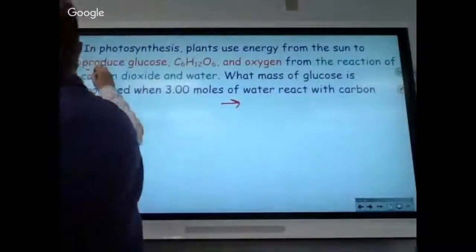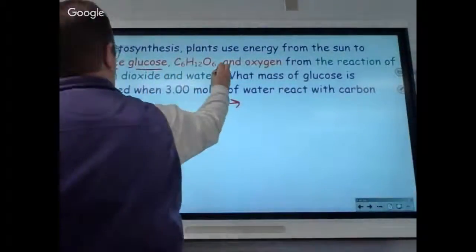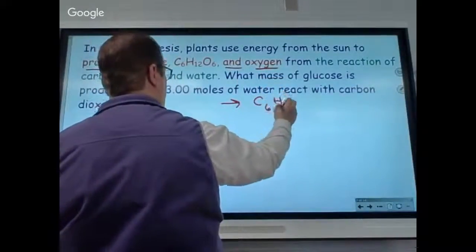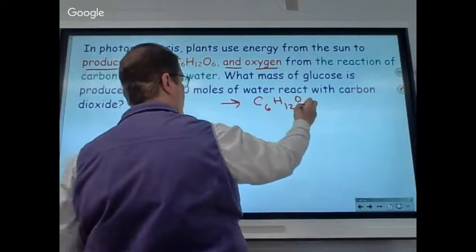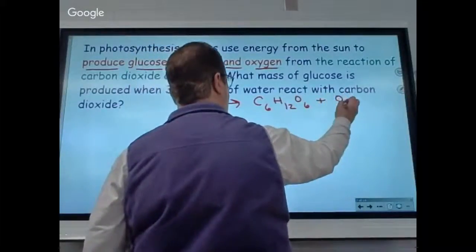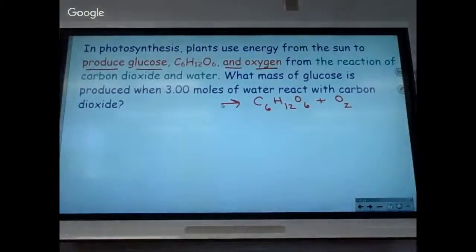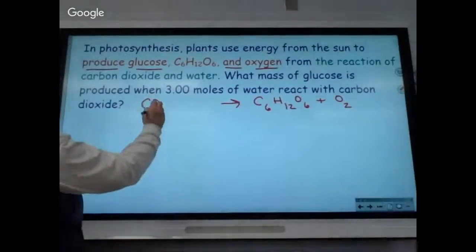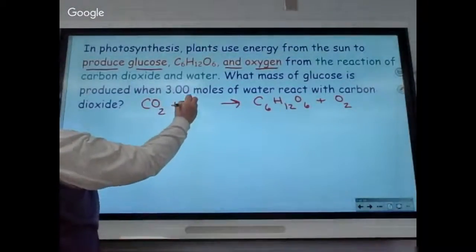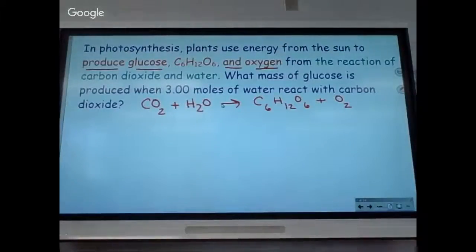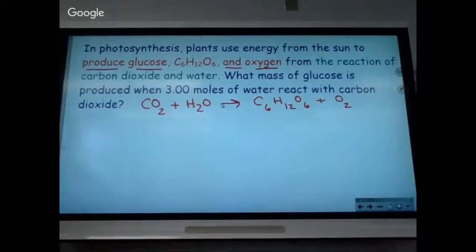All right, so it produces glucose and oxygen. So C6H12O6 and oxygen have to be products. Everybody good with that? Yeah. Okay, what does it produce it from? CO2 and H2O. Are we good with that? Now, we need to balance it.